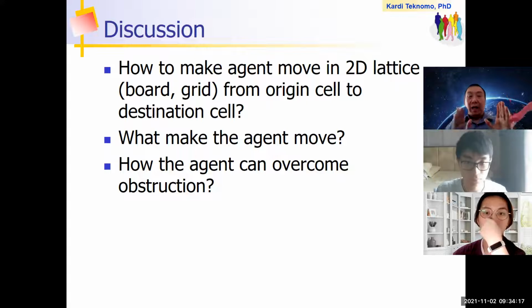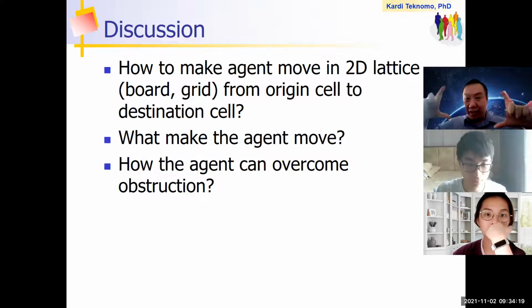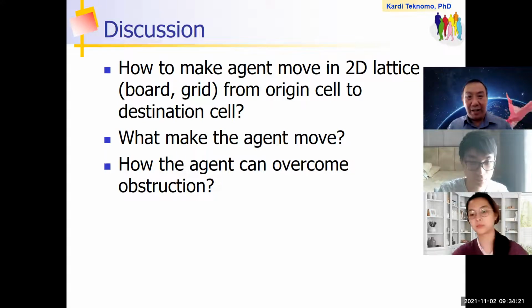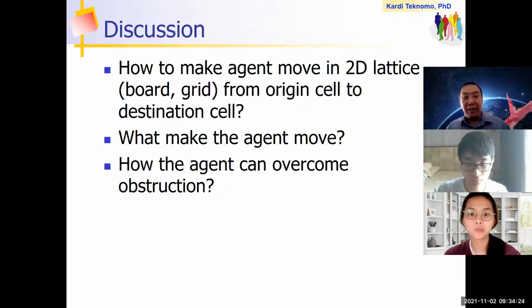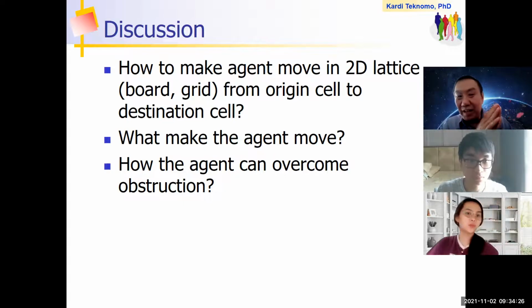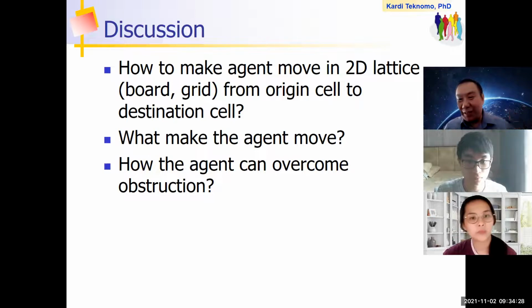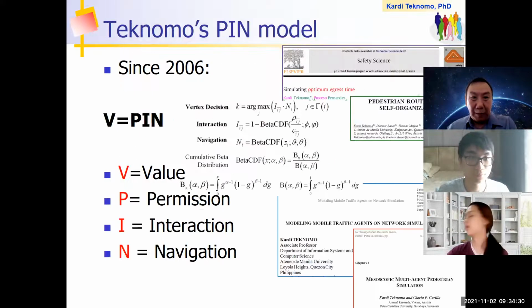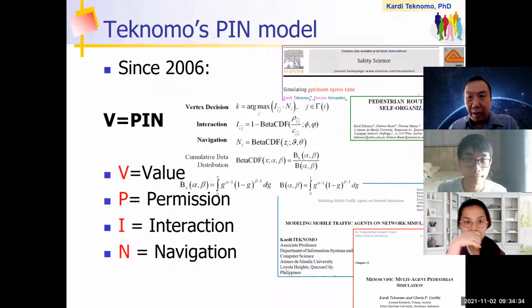So how to create the agent in a 2D lattice? This is the board, right? From origin to destination, how to make the agent move, and how to overcome the obstruction? Okay, this is based on my model in 2006. I call this pedestrian route choice self-organization.